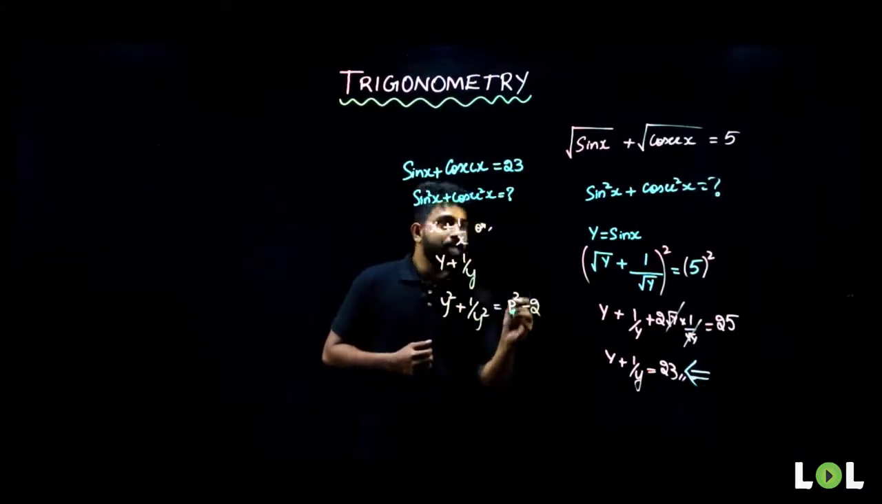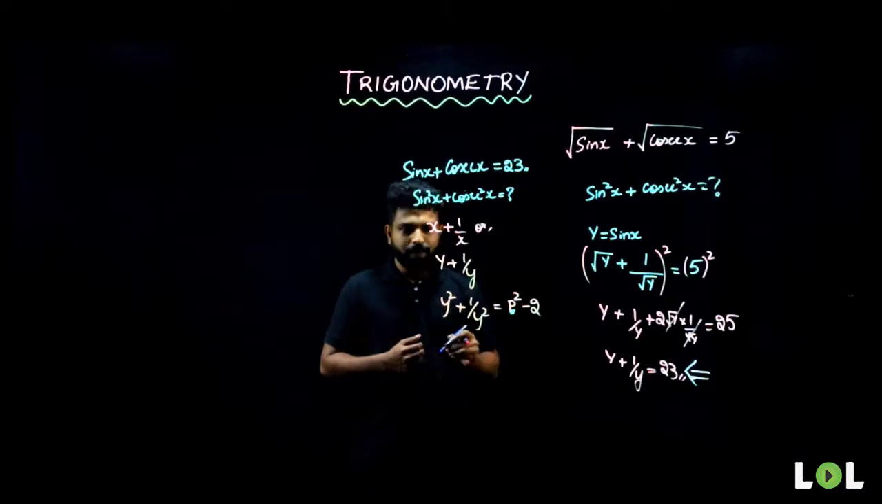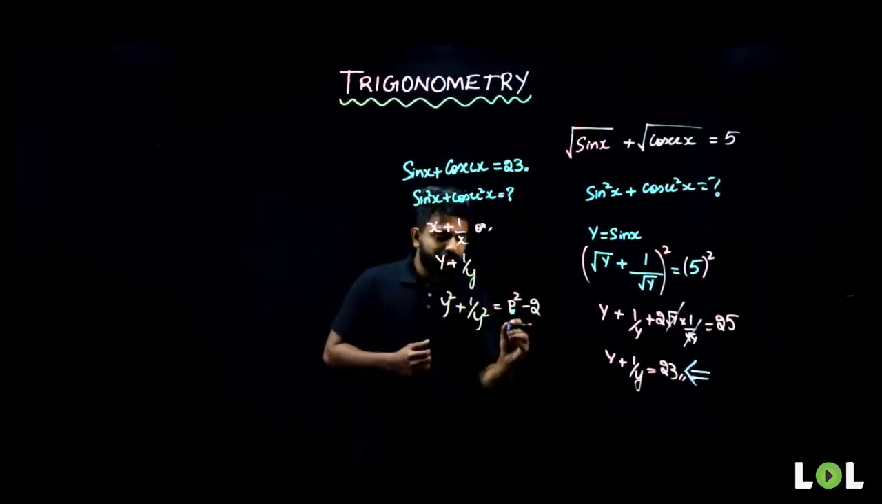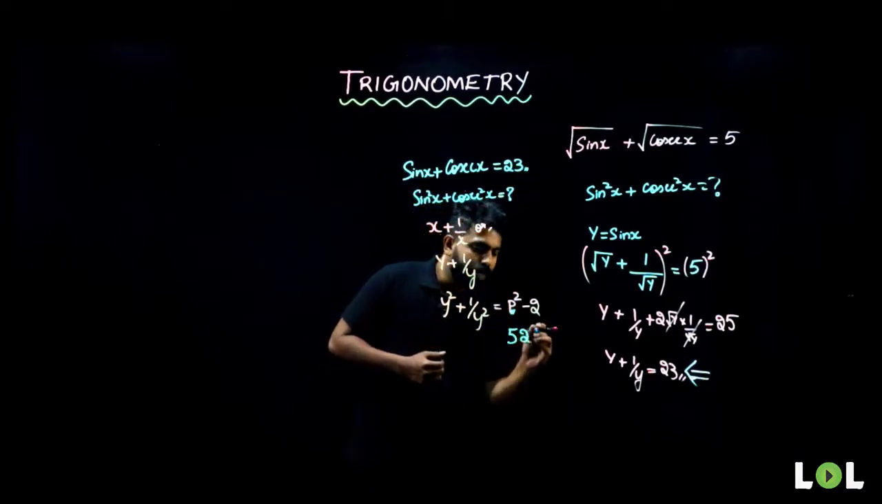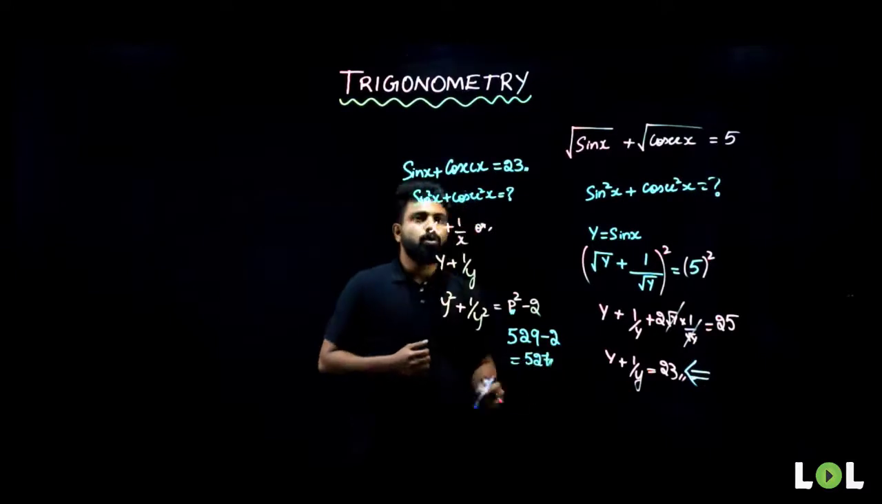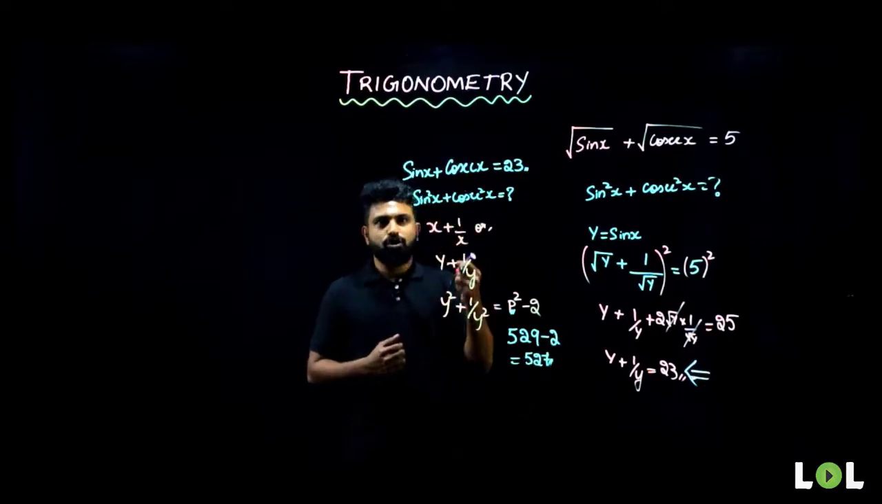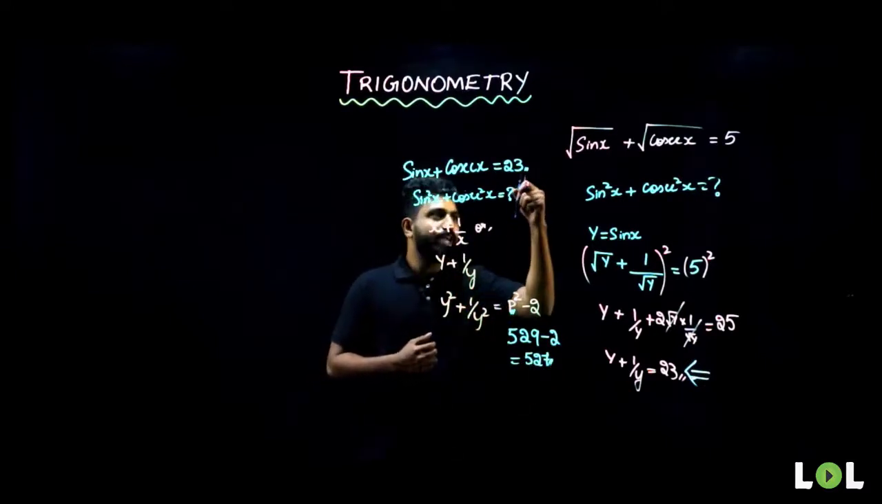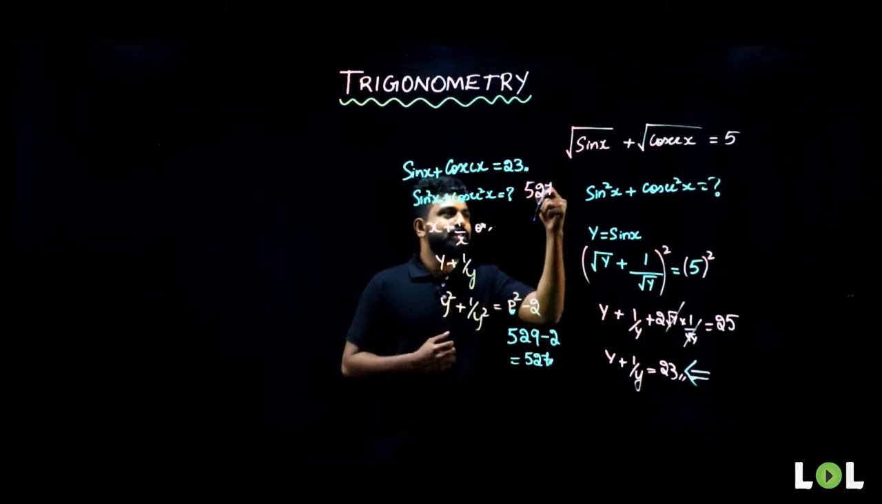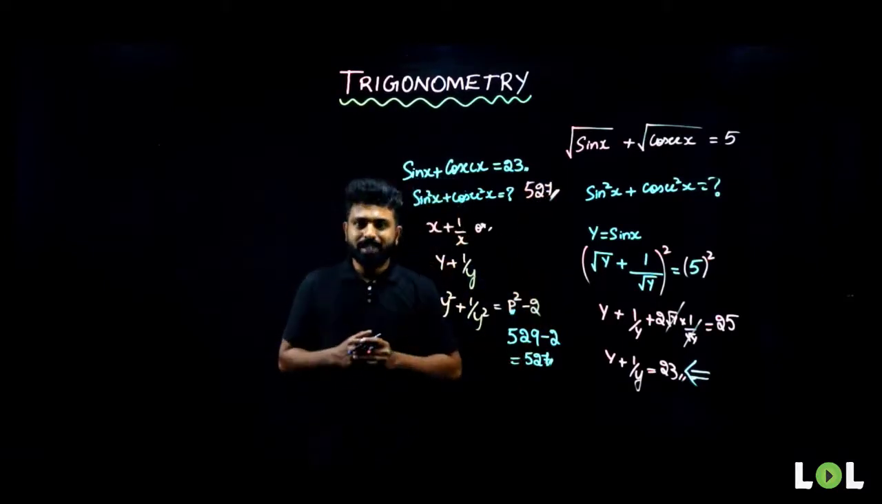What is the value of p here? The value of p is 23. So what is 23 squared? 23 squared is 529. Minus 2 will be 527. So the answer for sin²x + cosec²x will be 527. Am I clear with this?